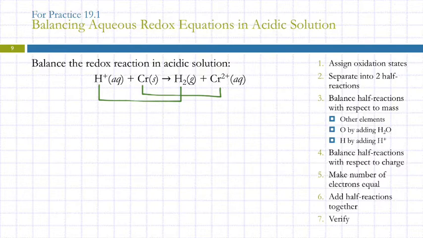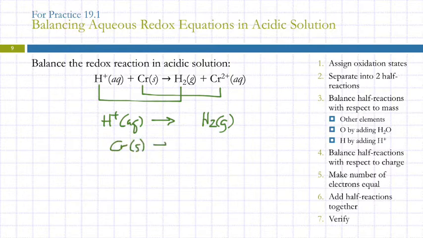So do I have to do oxidation states? No, I don't. You do need to know how to do it. So hydrogen ion is going to make hydrogen gas, and chromium is going to make chromium 2 ion.